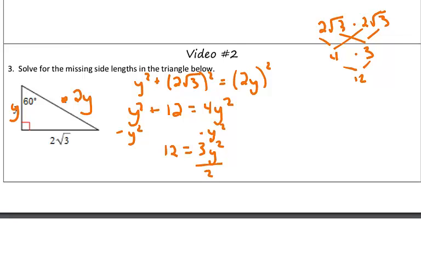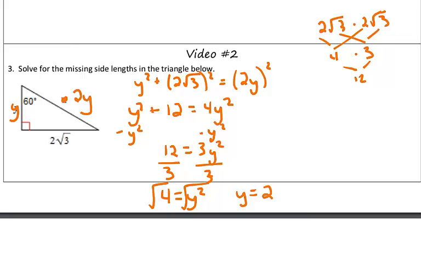We want to get y squared by itself, so divide both sides by 3. 12 divided by 3 is 4. So 4 equals y squared. And to get y by itself, take the square root of both sides. So y is equal to 2, which is what we said before.